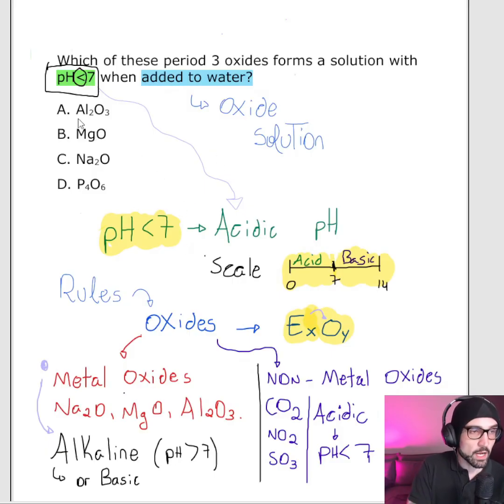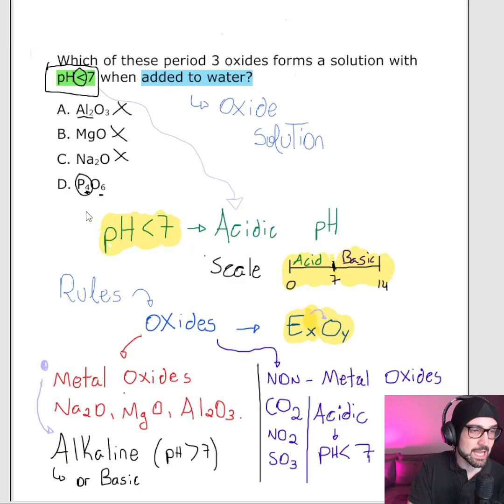So we've got aluminum oxide. Aluminum is a metal, and metal oxide solutions are alkaline, so definitely not. Magnesium oxide, magnesium is a group 2 metal, so definitely not. Sodium oxide, sodium is a group 1 metal, so definitely not. Tetraphosphorus hexaoxide, P4O6, just the 4 and the 6. Tetraphosphorus hexaoxide, or phosphorus oxide.